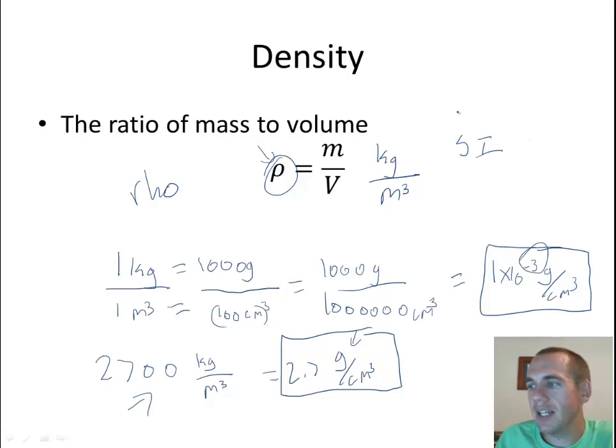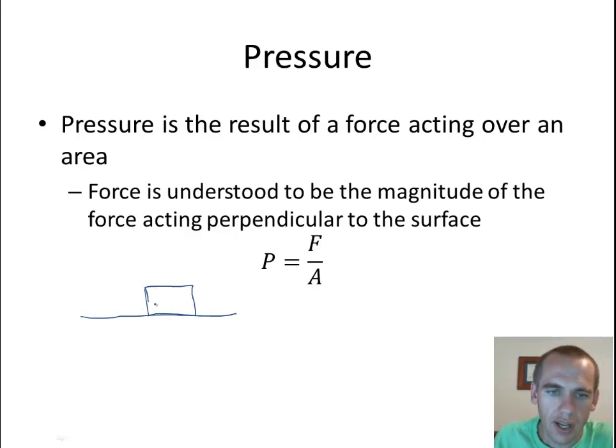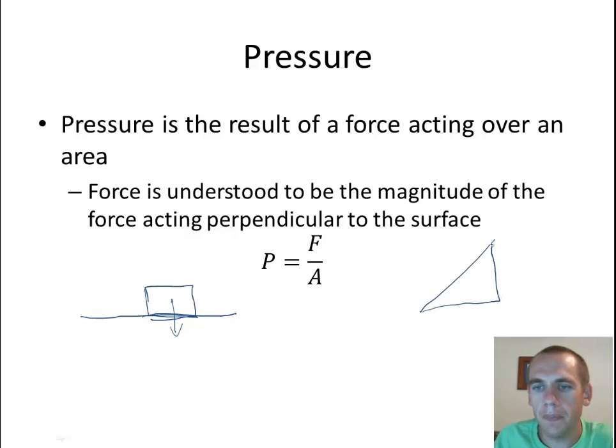Now, the last thing I want to talk about in this video is pressure. Pressure is a result of a force acting over an area. There is a caveat to that. We assume that the force is perpendicular to the surface on which it is acting. So if you think about something sitting on the floor, it exerts a pressure on the floor, and that pressure is equal to the force down and the area over which it acts. If you had something on a ramp, it would still exert a pressure on the ramp, but the force would be not this component of force, but this component of force. It's actually perpendicular to the ramp.